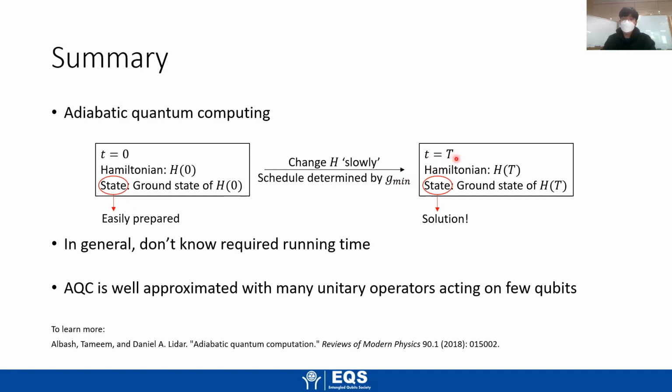At large time T, we have some final Hamiltonian, and the ground state of this final Hamiltonian encodes our solution. So by measuring this state, we can get our solution, and with this process we can find an answer to our problem. In general, we don't know the required running time without calculating the G-min and the epsilon value. And AQC is well approximated with a product of many unitary operators, each acting on only a few qubits.